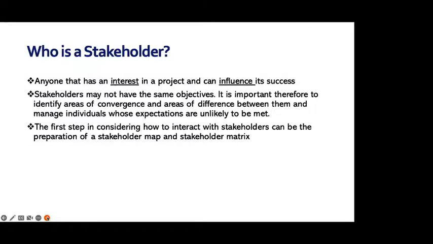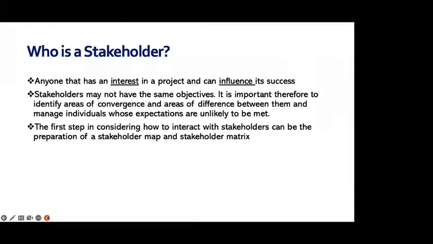If there is a stakeholder D and you are not sure that what they are looking for in being part of that coalition or advocacy campaign will be realized, don't wait until you achieve results. Start managing that person's or that organization's expectations immediately, so that it does not become a clog and you don't turn a supporter into an opponent. Very, very important. The first step in considering how to interact with stakeholders can be the preparation of a stakeholder map and stakeholder matrix.